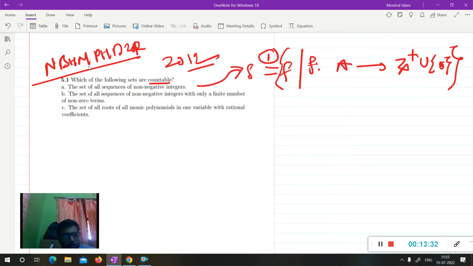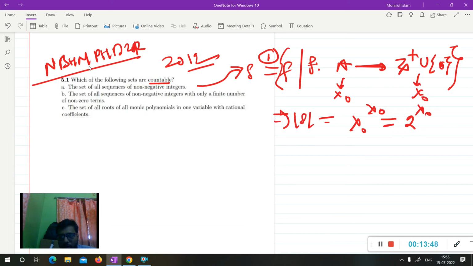So S is a set of sequences, so it is a mapping from natural numbers to Z plus union 0. But this set has cardinality alpha naught, you all know. This set also has cardinality alpha naught, you all know. Okay, so what is the cardinality of this set? It will be alpha naught power alpha naught, which means 2 to the alpha naught. Okay, 2 to the alpha naught is C, the continuum, so it is uncountable. So this set is not countable, so the option is incorrect.